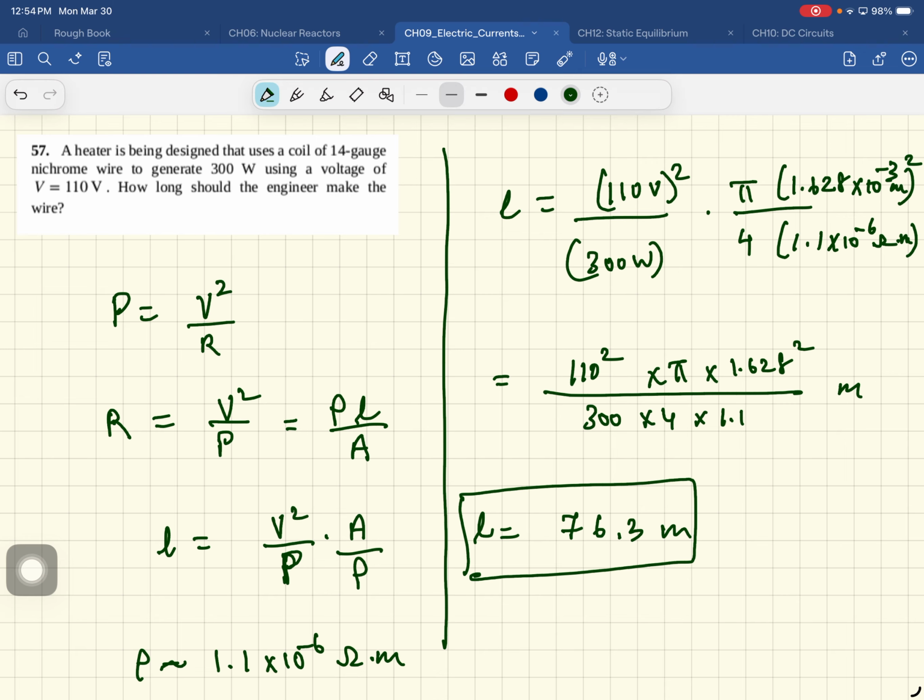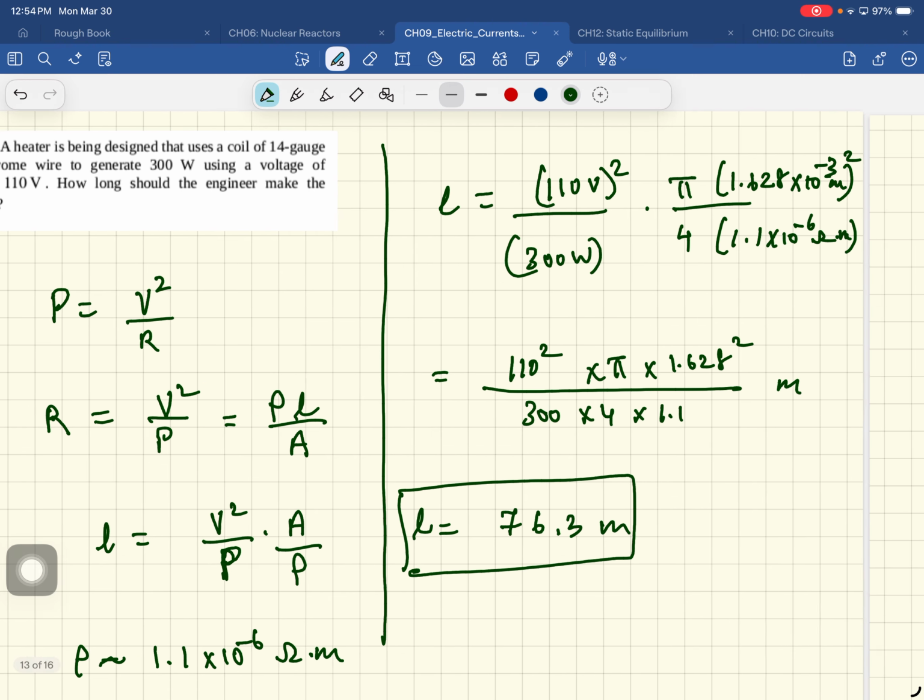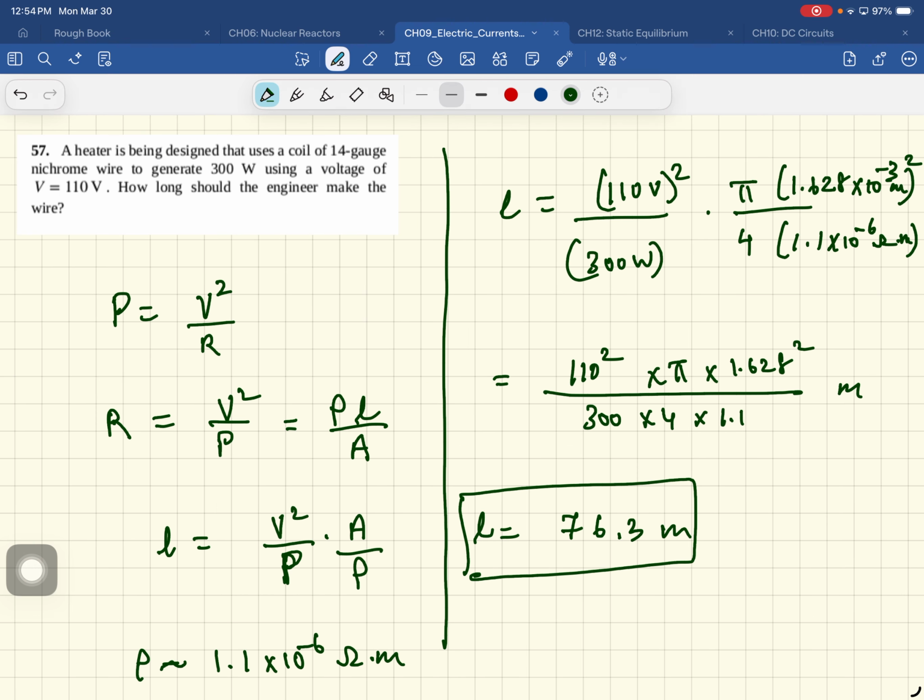So 76 meters, twice the length of this building. So you guys have seen immersion heaters. You've got to have a wire that big, and you've got to wind it up and put it in there. So you see, the greater the power requirement, the smaller the length of the wire. So based on that, you would calculate the length of the wire and then make the heater.